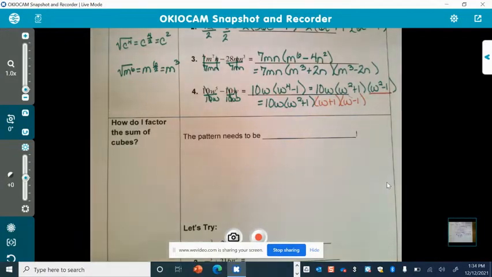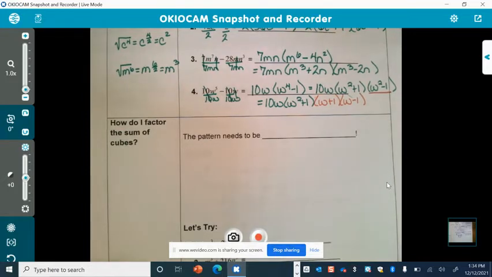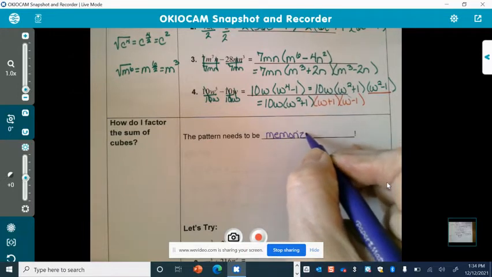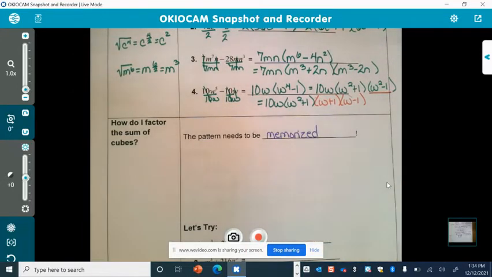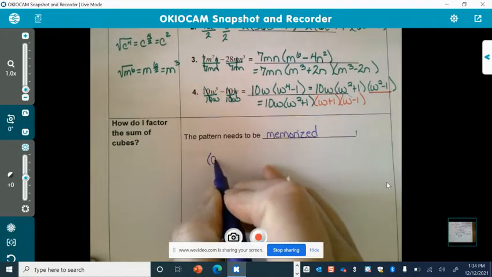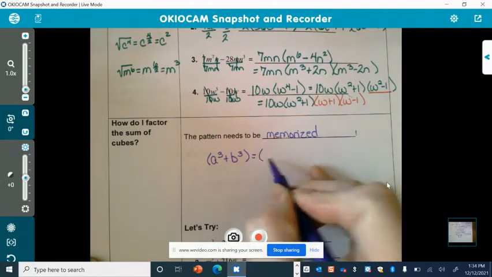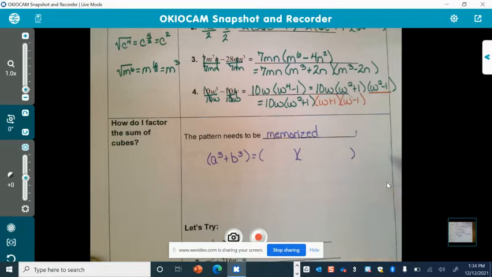So picking up in another location to try to finish this video, how do I factor the sum of cubes? Well, this is a pattern that needs to be memorized, just like the difference of squares needs to be memorized. This one, however, was taught last year in Algebra 2. If you have a cubed plus b cubed, this is going to factor to a binomial times a trinomial, okay?